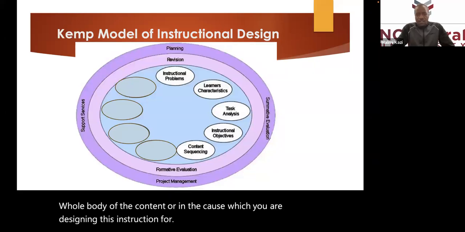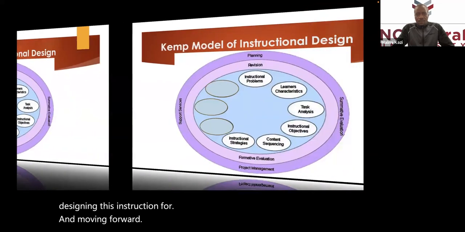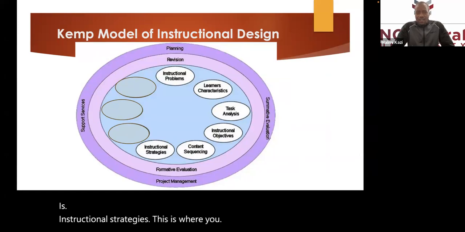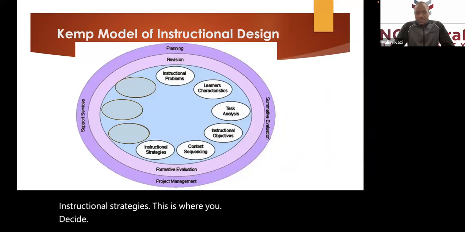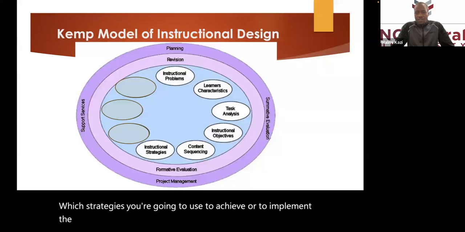And moving forward, stage 6. Stage 6 is instructional strategies. This is where you decide and choose which strategies you're going to use to achieve or to implement the instruction which is planned here.